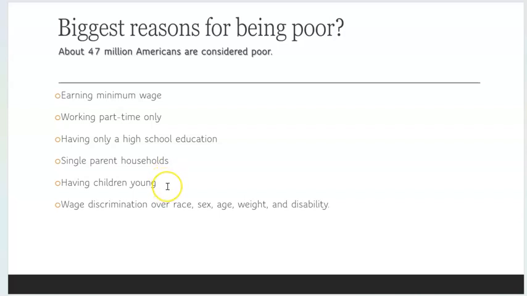Having children young. When people start having children at a very young age, they haven't had the ability to build a career or a portfolio that shows their experience. They haven't had a college degree yet. That's really going to hold them back. And then wage discrimination, right? If you happen to be facing discrimination because maybe, God forbid, you have a disability, because sometimes of the way a person looks, because of how old they are, because of their sex or their race, that's going to put the odds against the person. So basically, what is within your control?